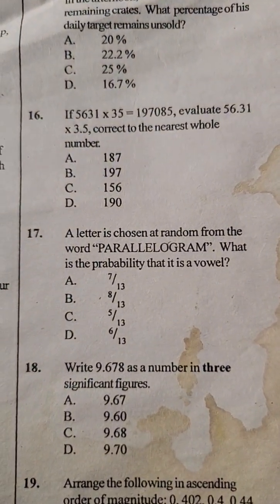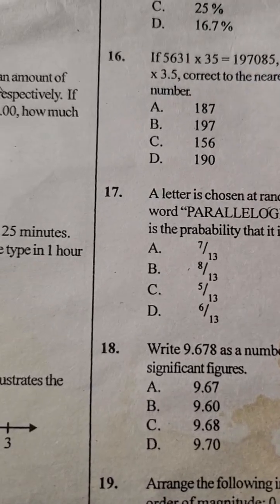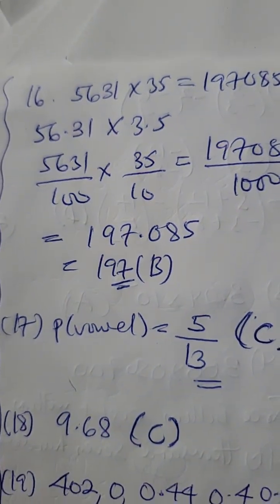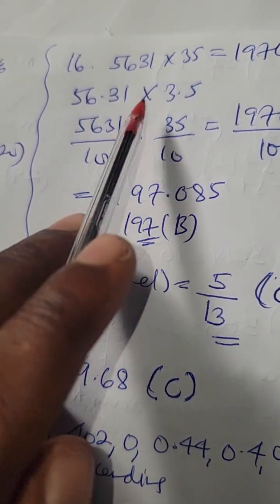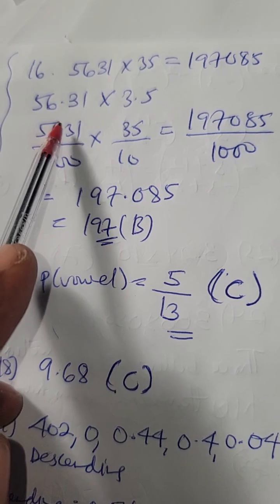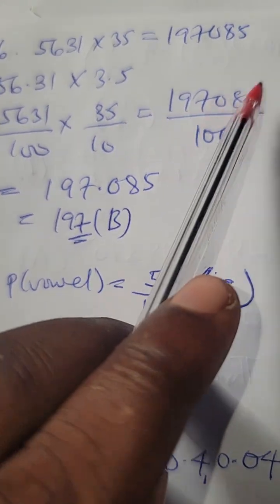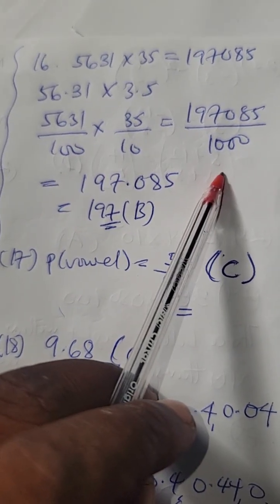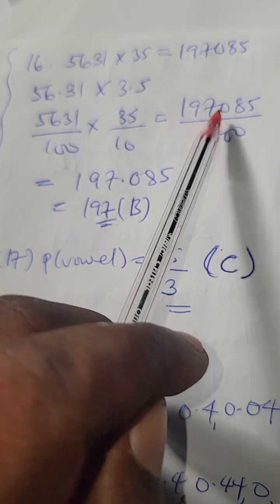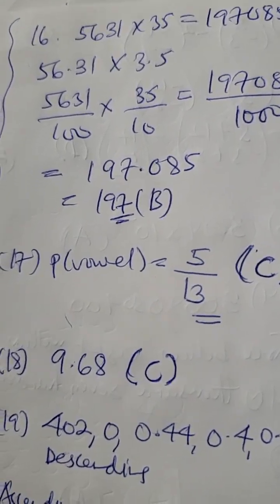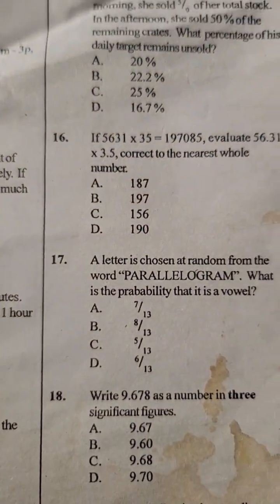16. 56.31 times 35 is giving you this value. Evaluate that. So the simple technique here is that 56.31, write it as a fraction. 5631 out of 100, 35 out of 10. Now the numerator 5631 times 35 is given in the question as 197085. Now it's out of 1000, and out of 1000 means I go back 3 times from here. So 1, 2, 3. That's 197.085. And that's 197 because the question said nearest whole number.